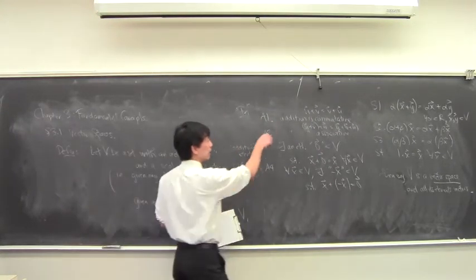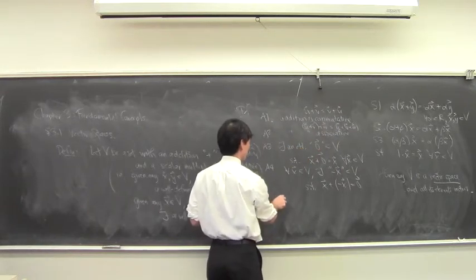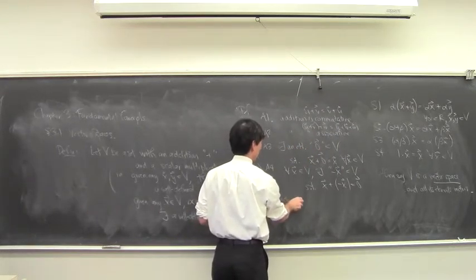So these things, all these things, are called the vector space axioms.